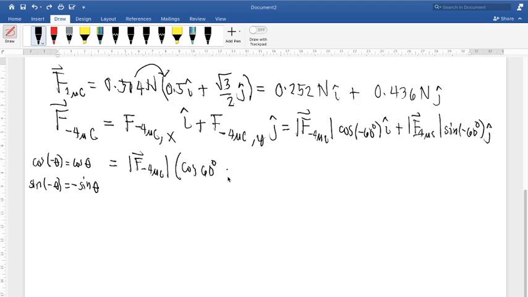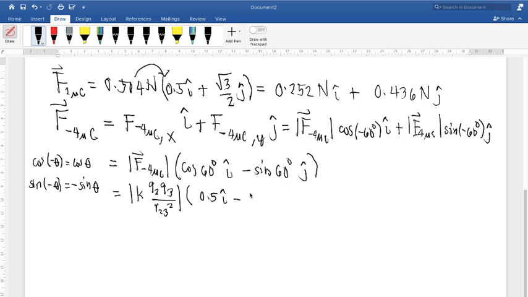So cosine 60 degrees i hat, then here your sine of negative 60 is equal to negative sine of 60 degrees j hat. Okay, so simplifying, we have here the force of the negative 4 microcoulomb. By Coulomb's law, K Q2 Q3 over the distance squared, then cosine 60 is just 1/2 or 0.5 i hat, and then your sine 60 is just equal to square root of 3 over 2 j hat.